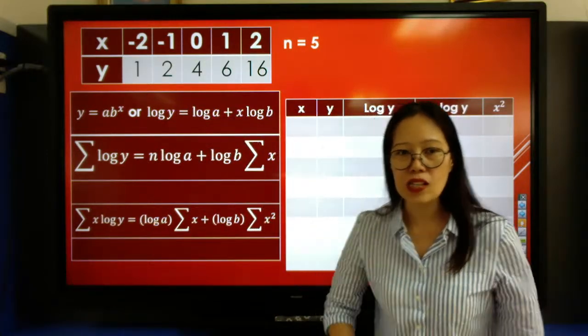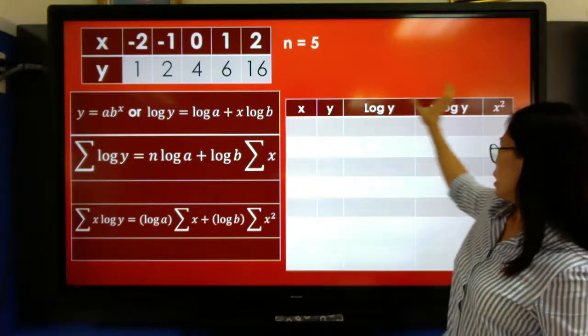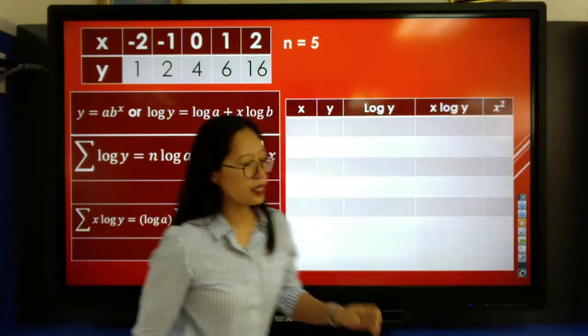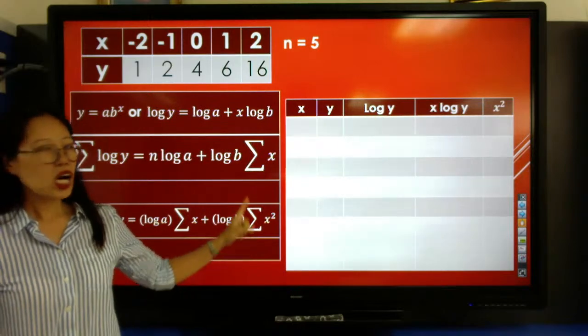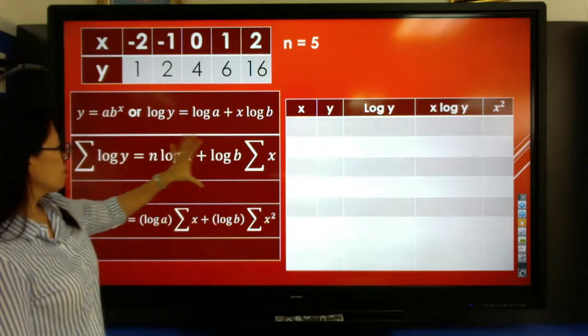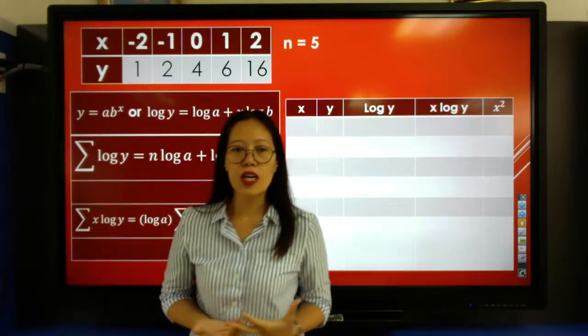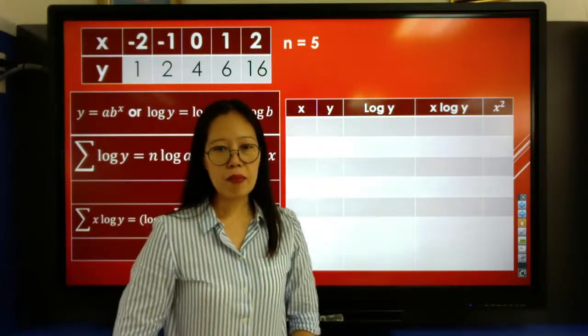Okay, so we're just recalling, guys. Okay, are you with me? Alright? And then we have also the column of x squared. Why? Because we have here summation of x squared. So the columns in your table will depend on the given in your normal equation. The normal equation will lead you on how you are going to make your table.